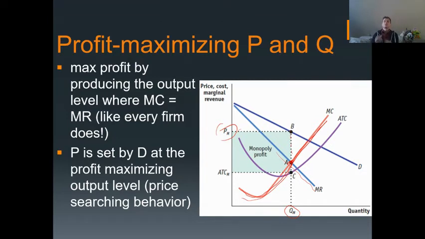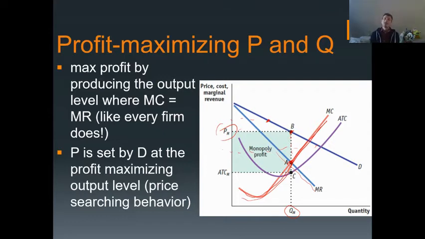Now, this is what's called price searching behavior. In other words, the monopolist can actually change its price and not end up at a loss. So they can increase their price if they want to, say here, they could do that. But they wouldn't want to, because that's not where they'd find the maximum profit. They could lower the price to, let's say, here. But they wouldn't do that because that doesn't maximize their profit. They will go here.